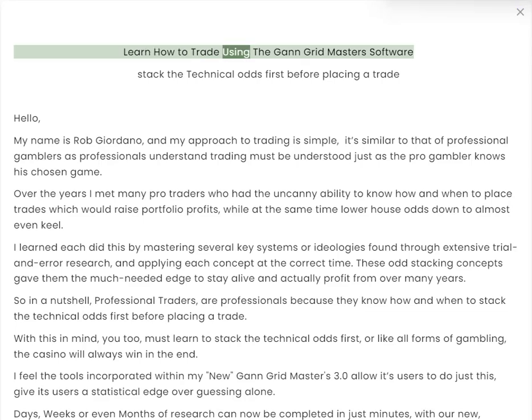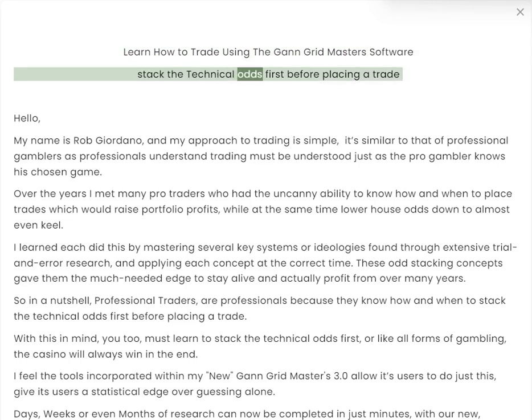Learn how to trade using the Gann Grid Masters software. Stack the technical odds first before placing a trade.